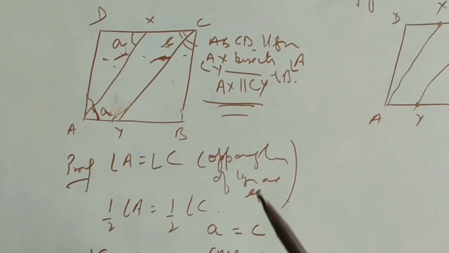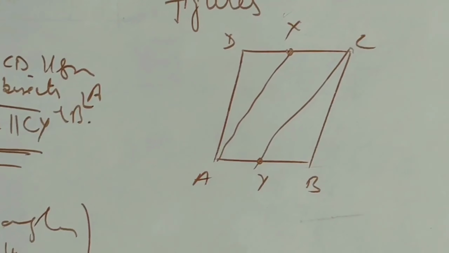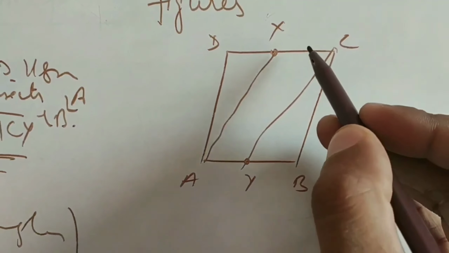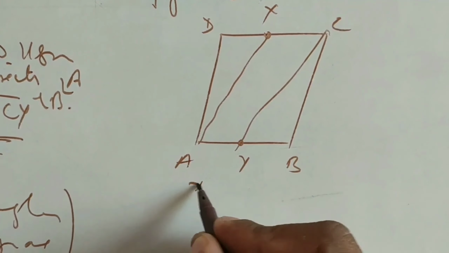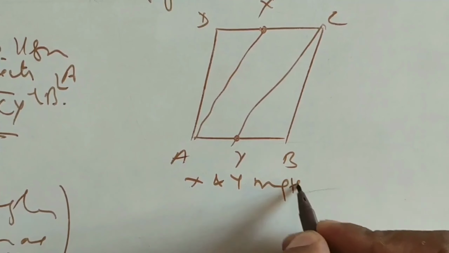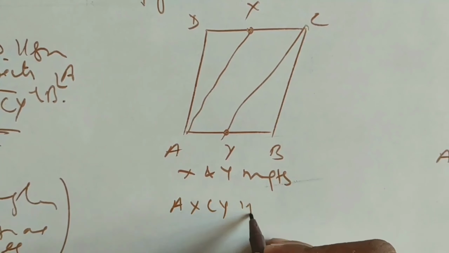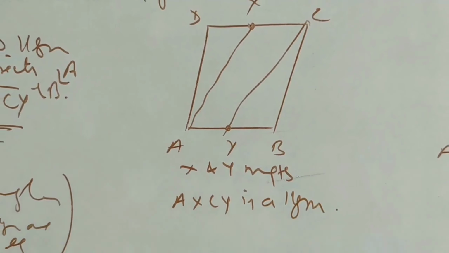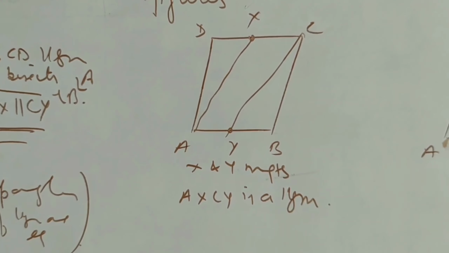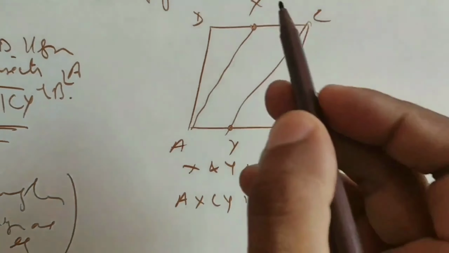Okay, so next we have this one. X and Y are the midpoints. We need to prove that AXCY is a parallelogram. Now these are the midpoints.